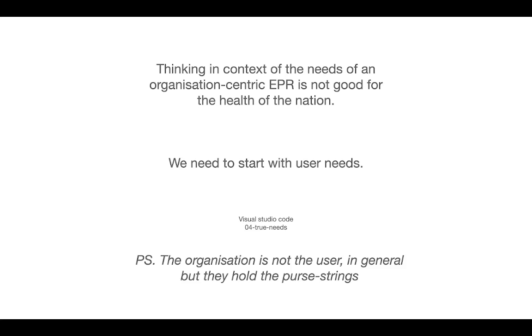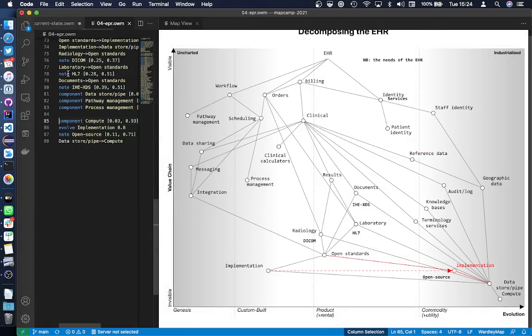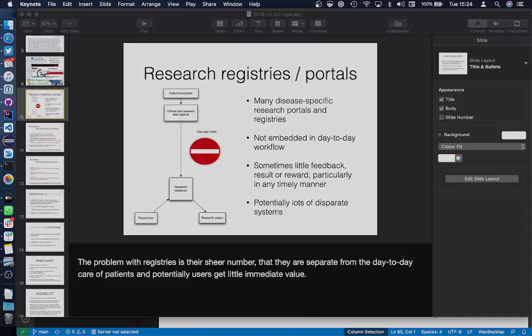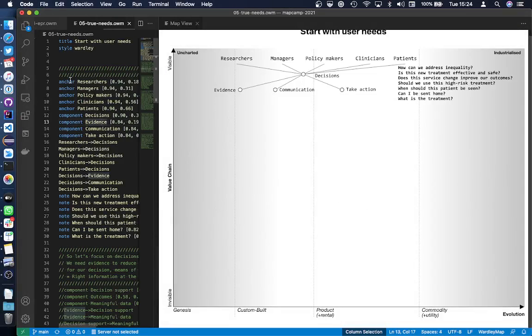So I don't think actually thinking about the needs of the EPR is good for the health of the nation or good for my health. I think we need to start with user needs. The problem is that the organisations in which we work are not the user, but in general they hold the purse strings, and that is a problem. So let's go to what we need from an EPR. So that's that, and then true needs.